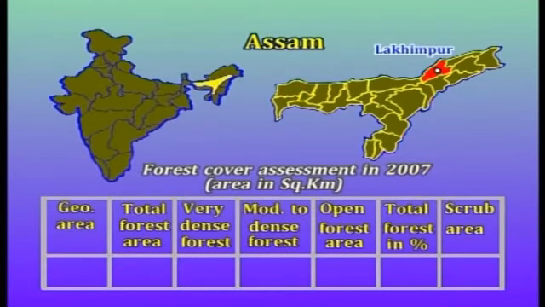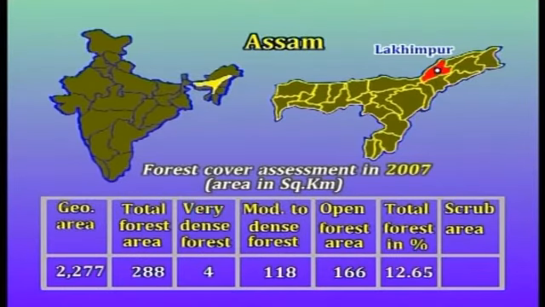District Lakhimpur. The geographical area of Lakhimpur district of Assam is 2,277 square kilometers in 2007. The total forest cover is 288 square kilometers, out of which the very dense forest cover is 4 square kilometers. The moderate to dense forest cover is 118 square kilometers. The open forest cover is found to be 166 square kilometers. Altogether, these forests cover about 12.65% of the geographical area of the state. The scrub cover is also found to be 6 square kilometers.